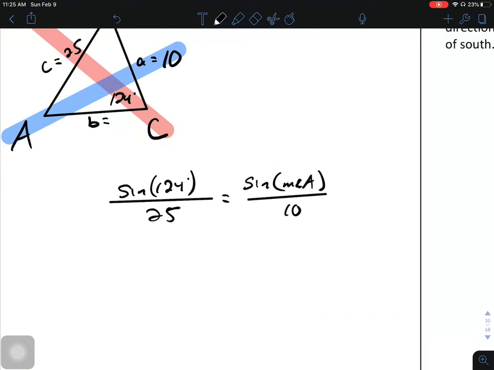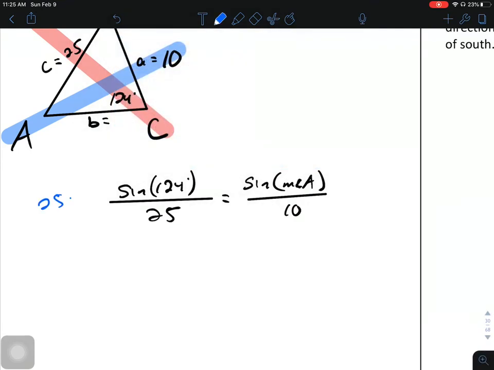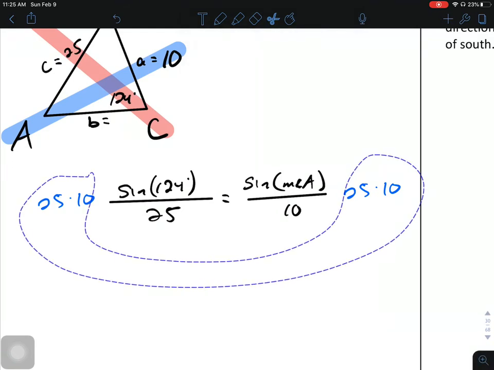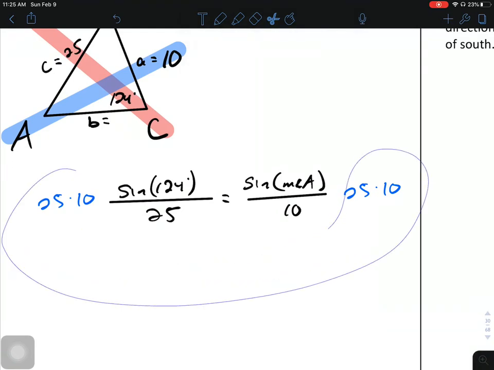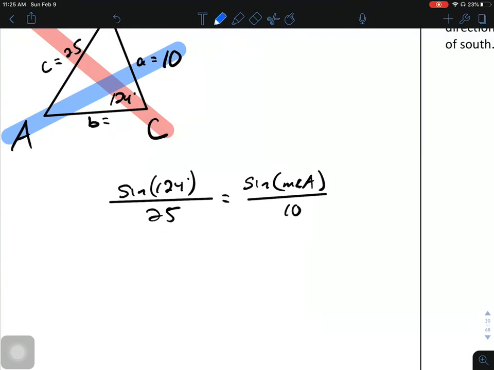Now, like on the previous problem, don't write this down. I multiplied both sides by 25 and 10 to get rid of my fractions. The reason I don't need to do that for this one is I'm trying to get A by itself. The left side doesn't have any variable in it. Just leave the left side alone.